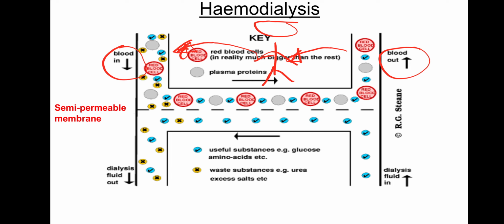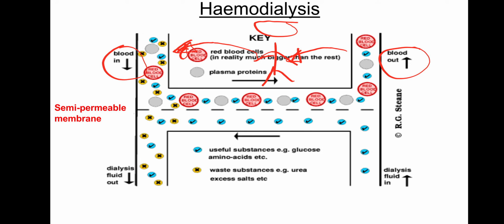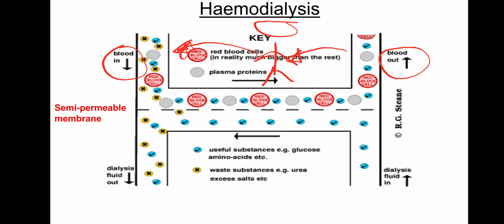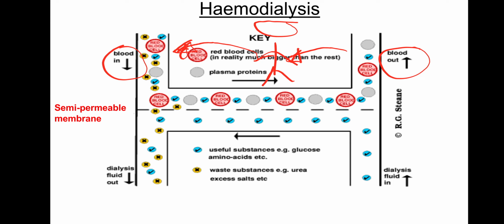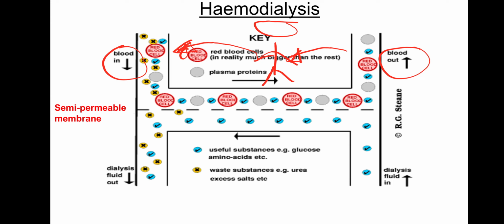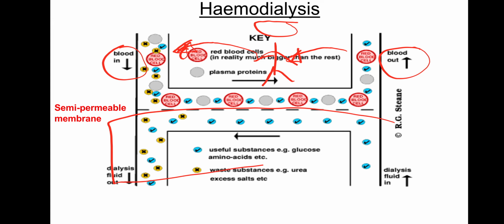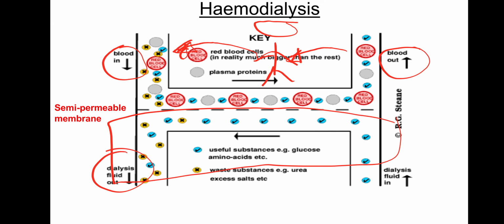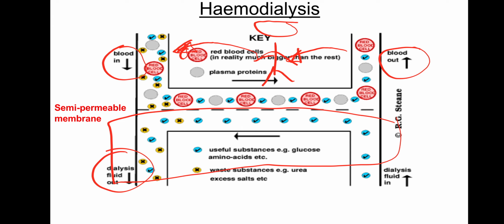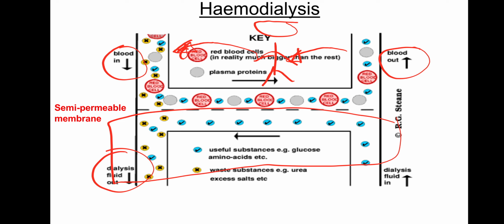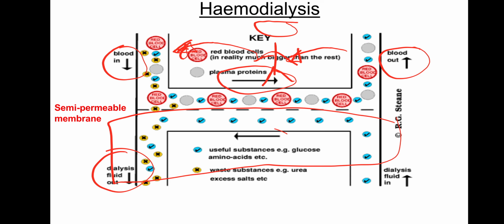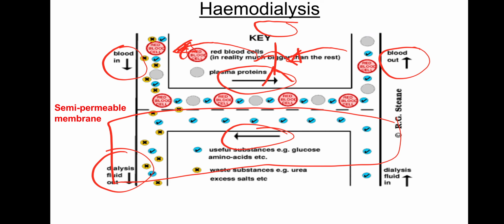So the blood that enters will have red blood cells, the ones that you need, and the ones that you don't need, crosses, and then plasma protein. This part is inside the machine. Inside the machine we have dialysis fluid. The dialysis fluid also goes in and out, but they all go in opposite directions. You see this arrow and this arrow, they go in opposite directions.